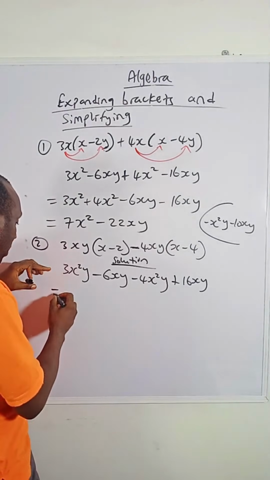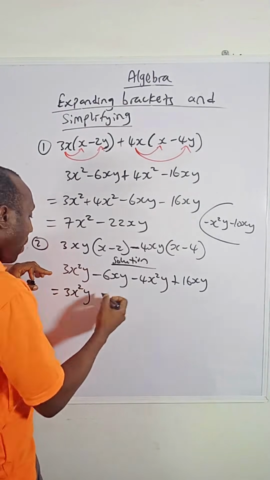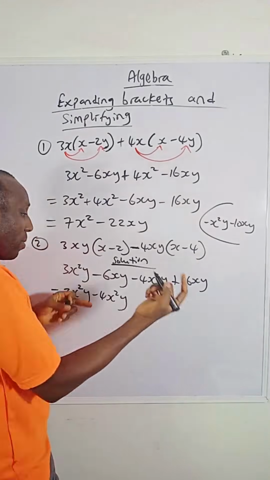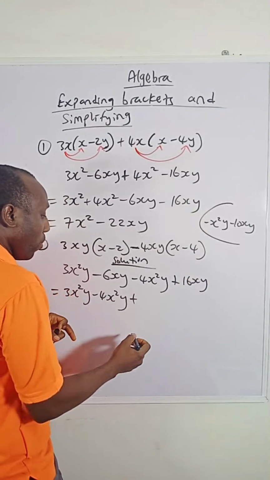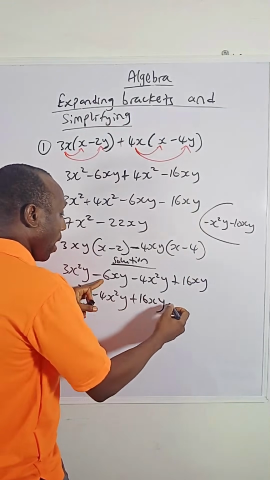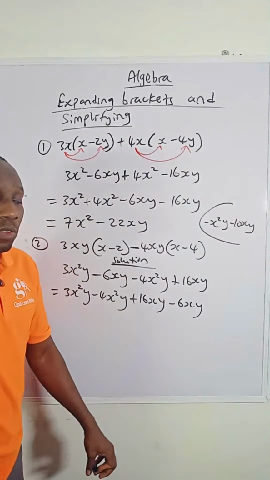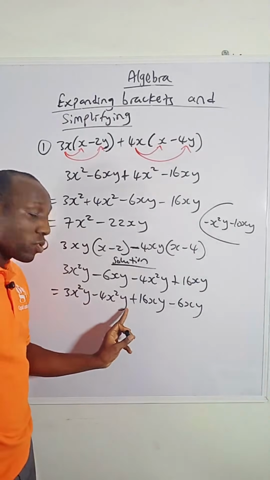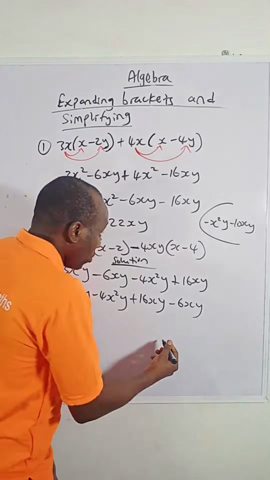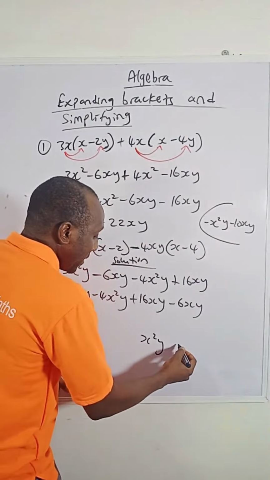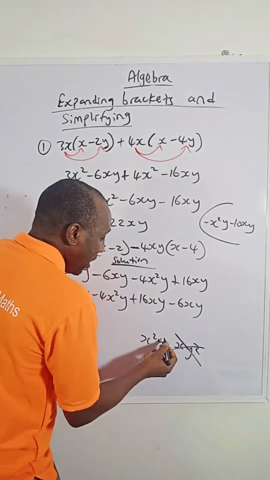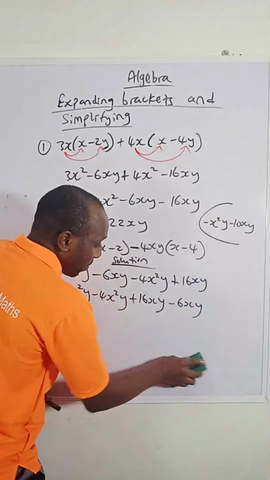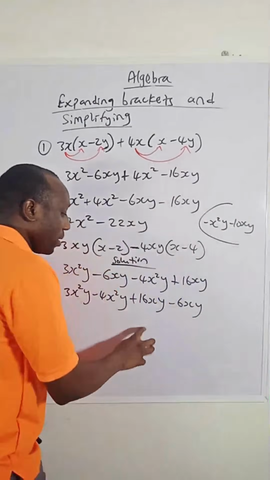So you have 3x squared y minus 4x squared y. You can start with this one or this one, it doesn't matter. Let me just start with this positive term, plus 16xy and then minus 6xy. You see what I've just done? These first two terms are like terms: x squared y, x squared y. Don't tell me that x squared y and xy squared are like terms. No, they are not like terms. The power must be the same.